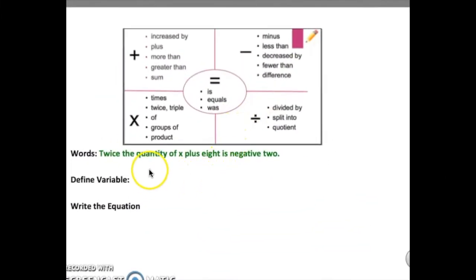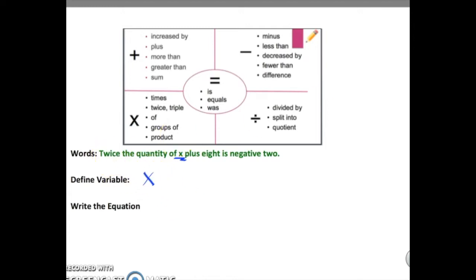Okay, let's take a look at another word problem. It says twice the quantity of x plus 8 is -2. So they want us to go ahead and identify a variable, but it's already identified for us. We're going to use what they said, x. So our variable would be x.